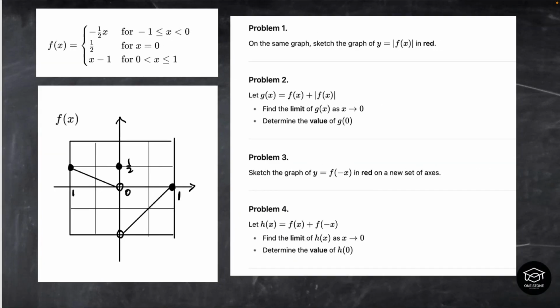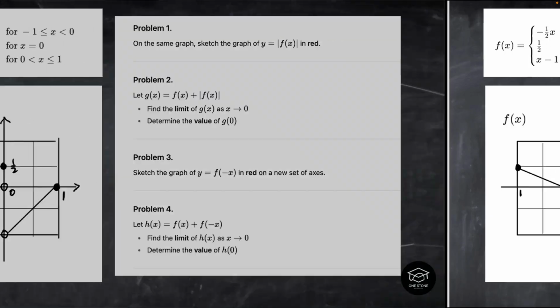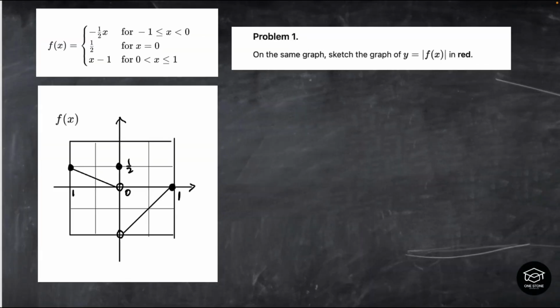Problem 1. Graph y equals the absolute value of f(x). To sketch y equals absolute value of f(x), we take the original graph of f, and we reflect any part of the graph that lies below the x-axis upward so that it becomes positive. Step by step. On the interval from -1 to 0, f(x) equals -1/2 times x. This is already non-negative, so the graph stays the same.